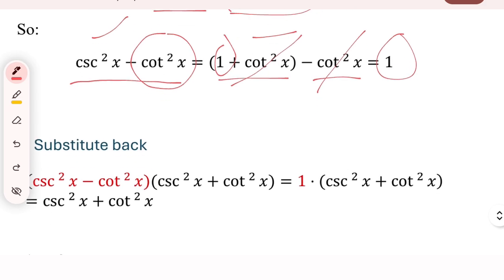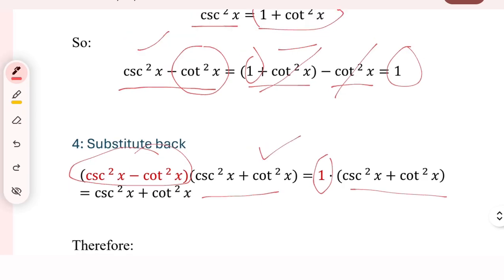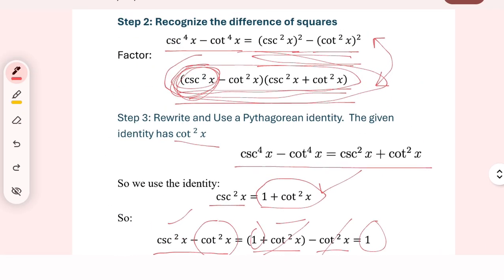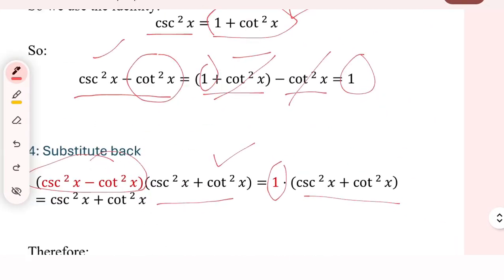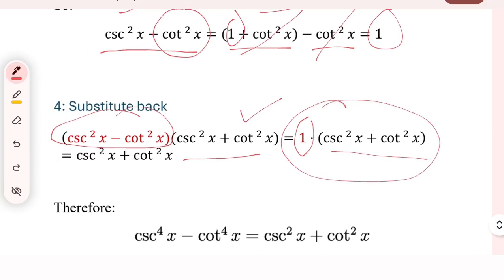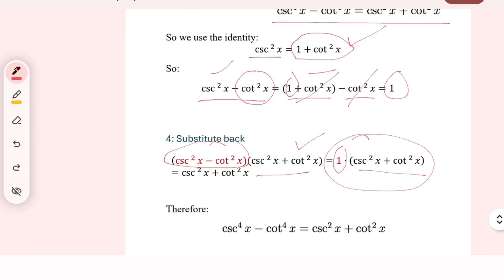So when you substitute it back, it would become like this. This one, as I've said, is already 1. Then you copy this. Where is this coming from? Let's go back. It is actually from here. Because this one is already 1, it would be 1 times that. And if you multiply that, it is equal to the right side.